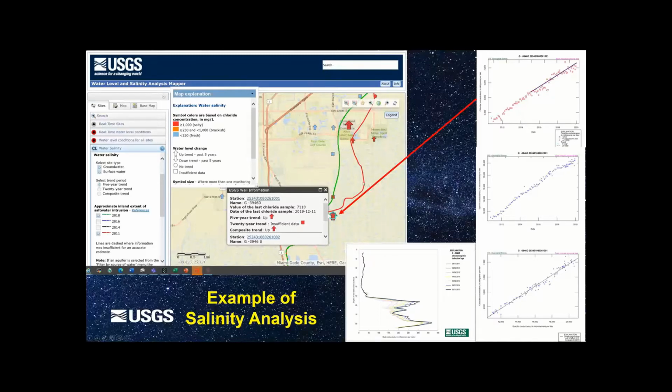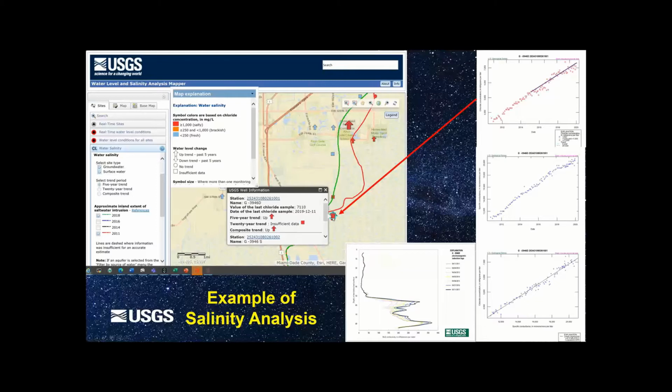The saltwater interface has been moving inland in this area rapidly. So in 2011, the red line on the map shows where the saltwater interface was, and in 2018, the green line shows where the saltwater interface was. So in that period of time, it moved inland a fair amount.